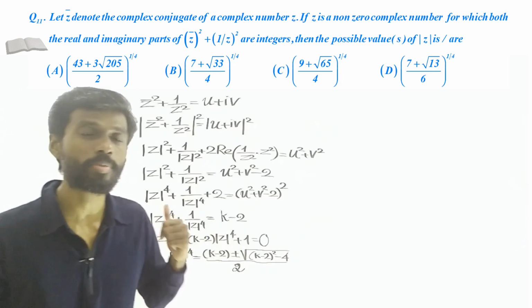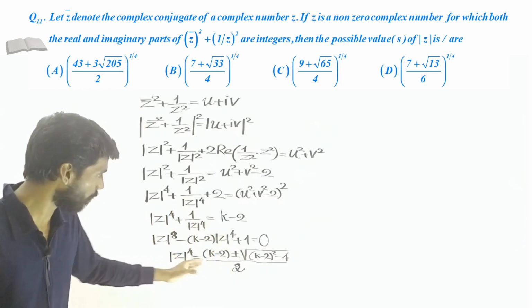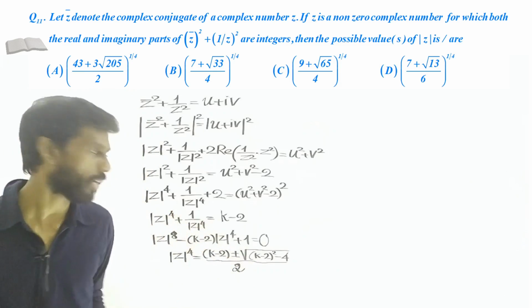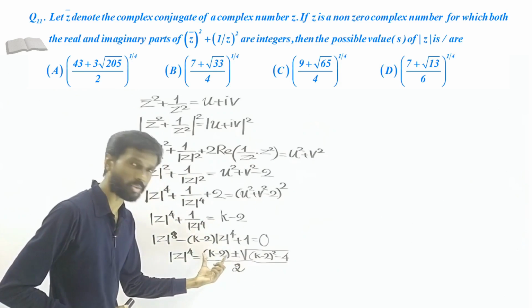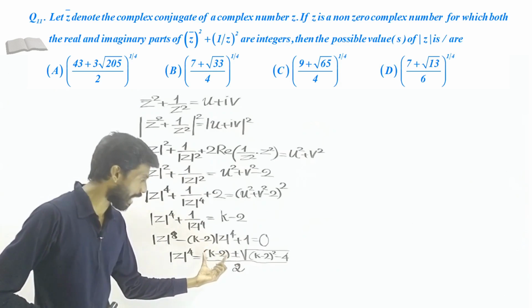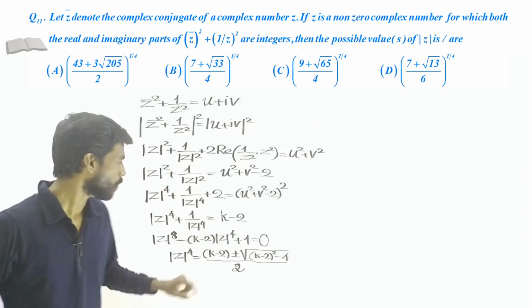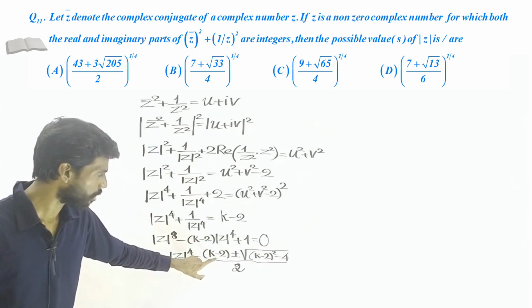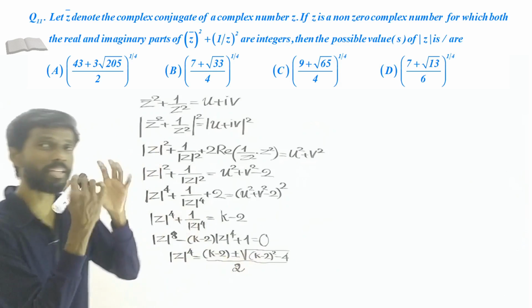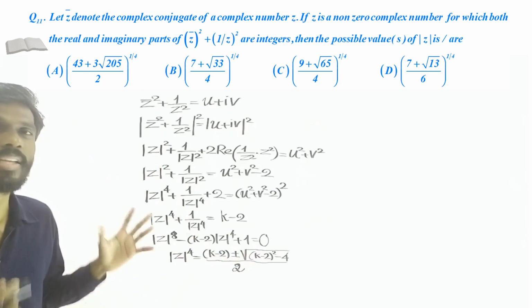But among the given options, whichever satisfies this condition, if it is of this form, then that can be our answer. See which form? (k minus 2), whatever is this value here, that value squared minus 4. So if it is of that form, that can be our answer. So this squared minus 4 must be the value inside the square root. Let us take the options one by one.